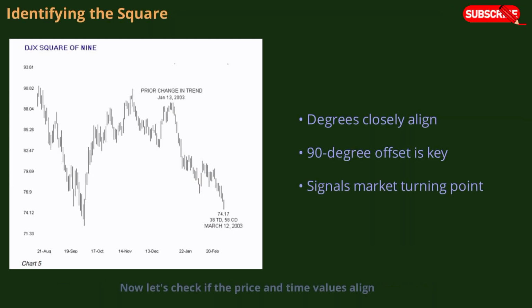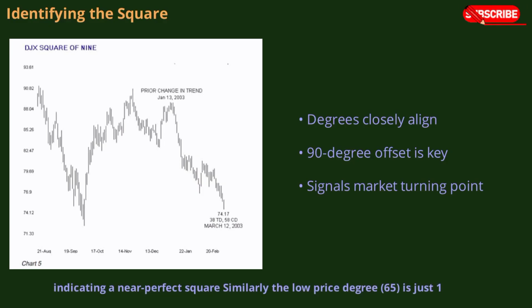Now let's check if the price and time values align. The closing price degree 169 is within 4 degrees of the trading day degree 165 at a 90-degree offset, indicating a near-perfect square. Similarly, the low price degree 65 is just 1 degree away from the calendar day degree 66, also at a 90-degree offset. These close alignments suggest a strong harmonic relationship, signaling a potential reversal or continuation in the market.